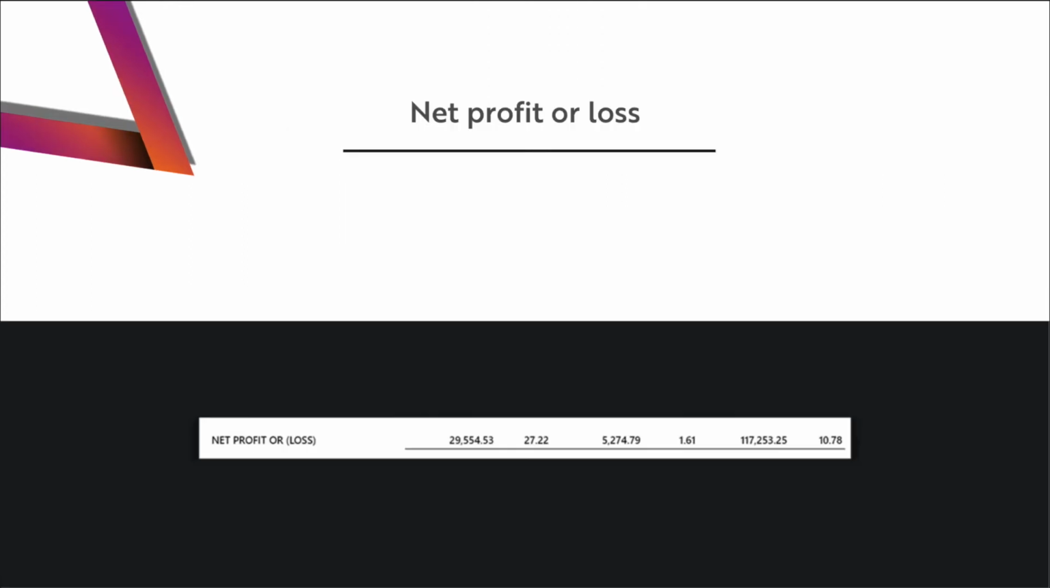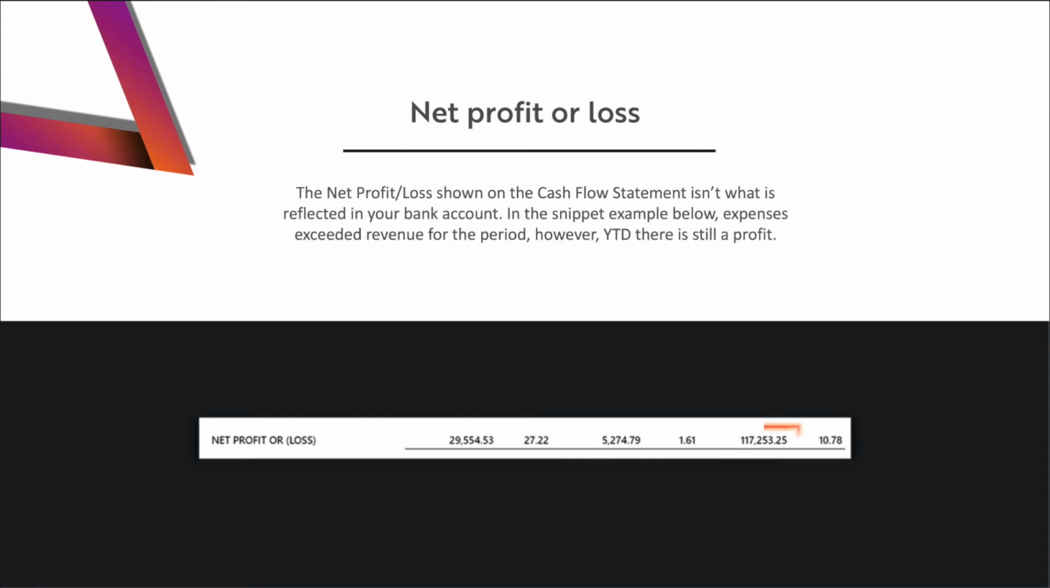The next line to look at would be the net profit or loss. The net profit loss shown on the cash flow statement isn't what's reflected in your bank account. In the snippet example below, expenses exceed revenue for the period. However, year to date, there is still a profit.